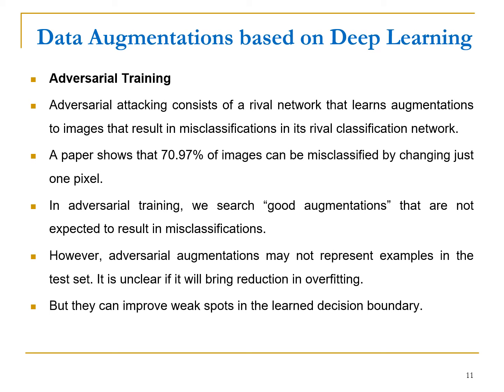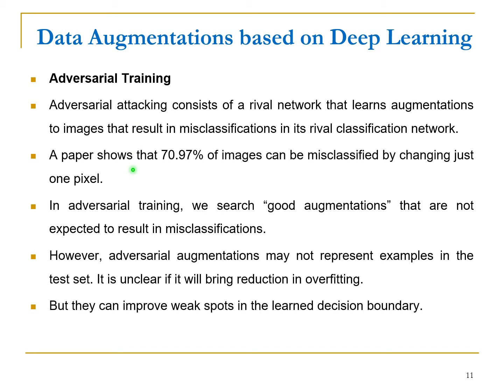Okay, so the next method is adversarial training. So let us talk about the concept of adversarial attacking. Adversarial attacking consists of a rival network that learns augmentations to images that result in misclassifications in its rival classification network. So the authors refer to another paper that shows that 71% of images can be misclassified by changing just one pixel.